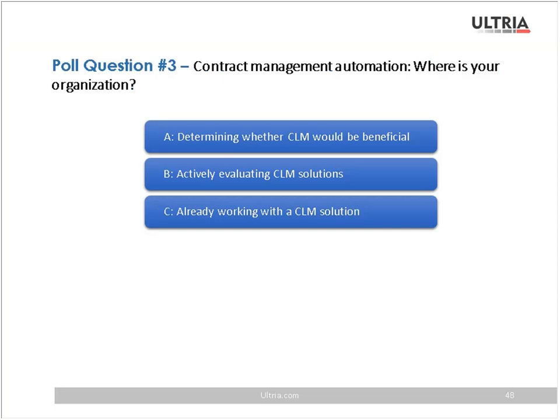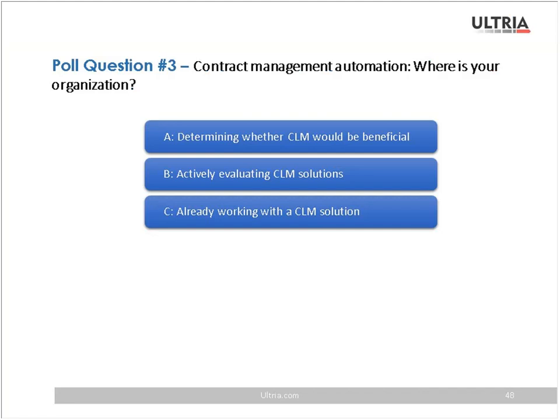So the third poll question, and this is our final poll question for the day, I promise. Contract management automation, where is your organization today? A, determining whether CLM would be beneficial for you. B, actively evaluating CLM solutions. Or C, already working with a CLM solution. So we'll give you a minute or so. We've got another 45 seconds on the clock.